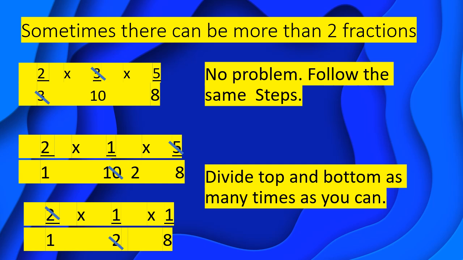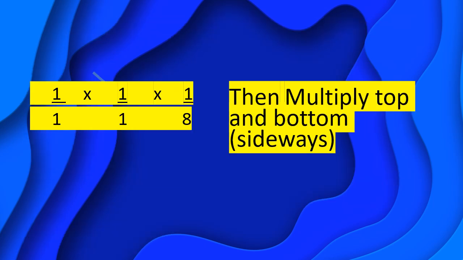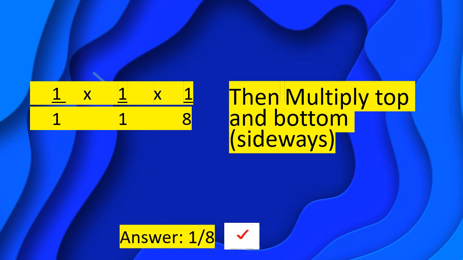And now we have a 2 on the top and a 2 on the bottom, so we can divide both of those and they both become 1. So we end up with 1 by 8. And then we multiply sideways. 1 by 1 by 1 on the top becomes 1. 1 by 1 by 8 on the bottom becomes 8. So 1 by 8 is the answer.